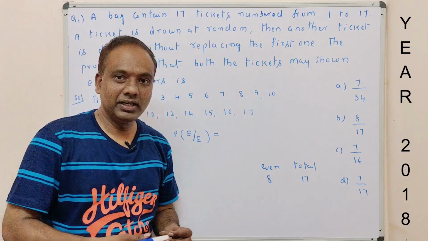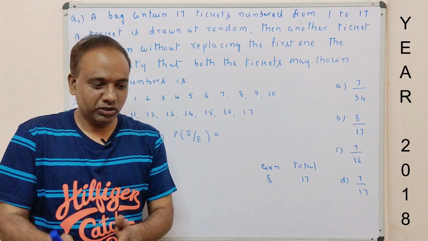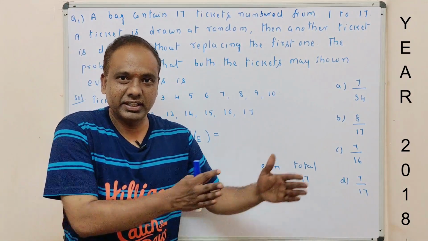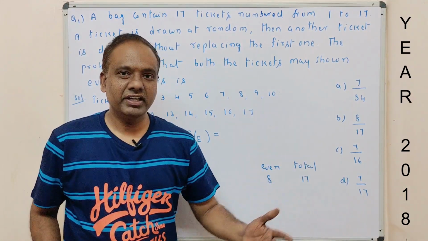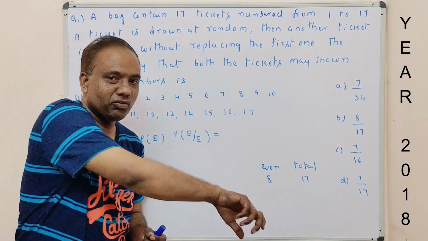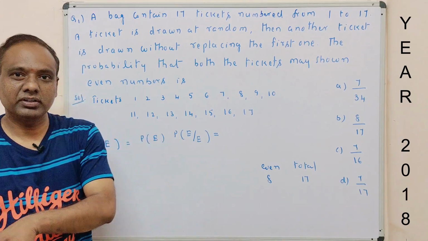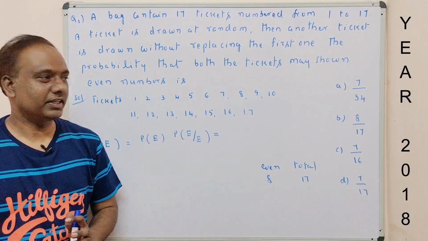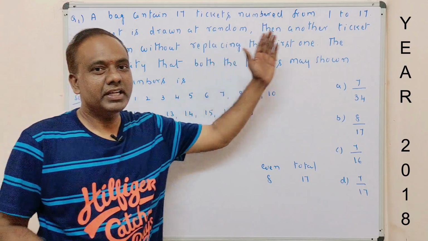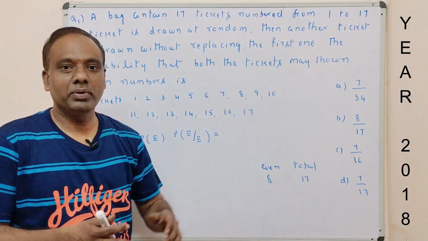So actually, meaning, there are a total of 17 tickets numbered 1 to 17, and they can draw 2 tickets. That is, first they take one and keep it aside, and then they take another one. That is the reason. So here 2 tickets we can draw now. So both are even numbers only.